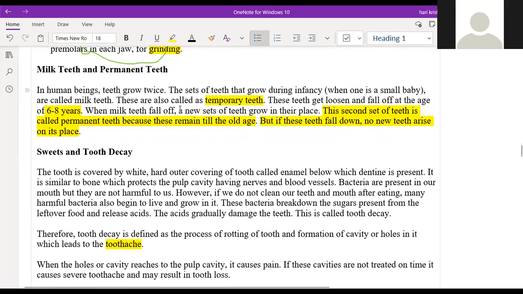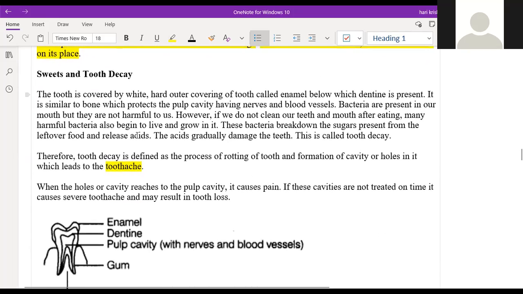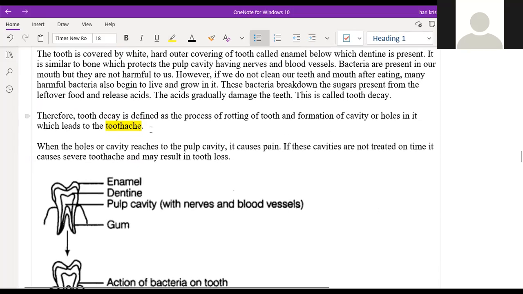So milk teeth are the teeth that come from the early age of the child after birth. At the age of 6 to 8 years, or a maximum of 10 years, these milk teeth will fall and the permanent teeth will start growing. Once the permanent teeth start growing, they will be very strong. But if one breaks, the tooth will not grow back again. You have to replace it with an artificial tooth. So that is tooth decay. Tooth decay means what?